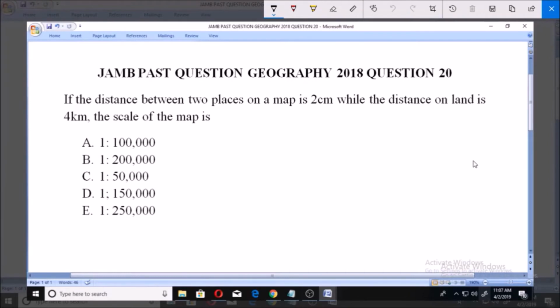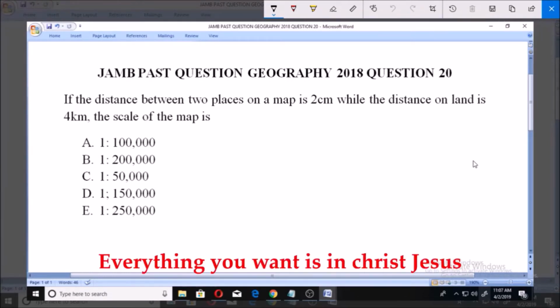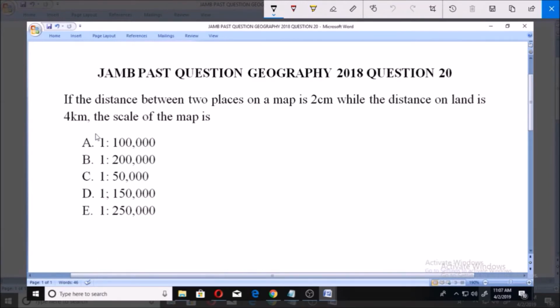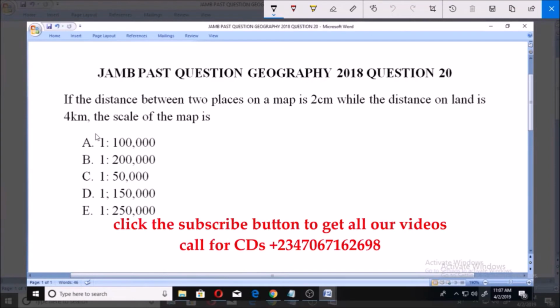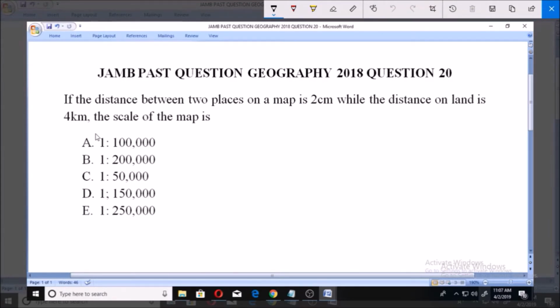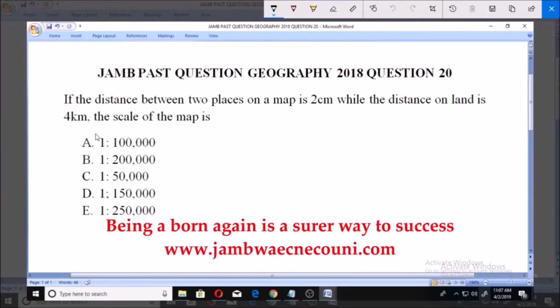Number 20. If the distance between two places on a map is 2 cm, while the distance on land is 4 kilometers, the scale of the map is A 1:100,000, B 1:200,000, C 1:50,000, D 1:150,000, E 1:250,000.